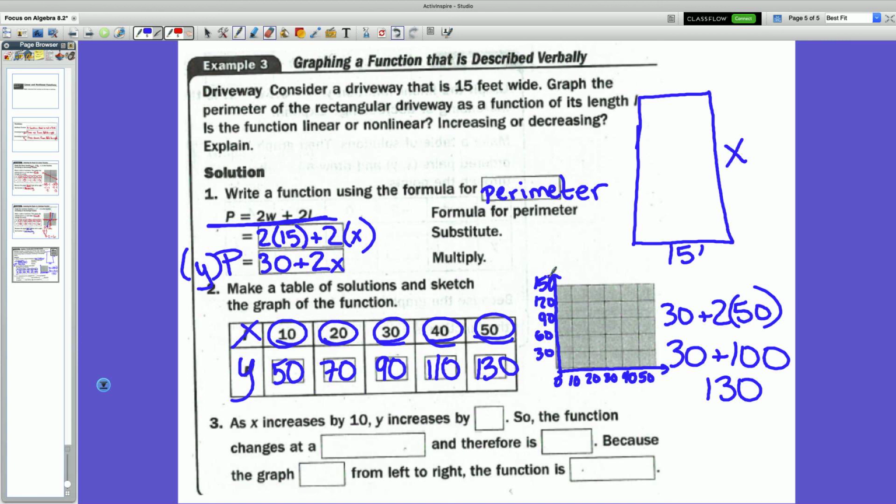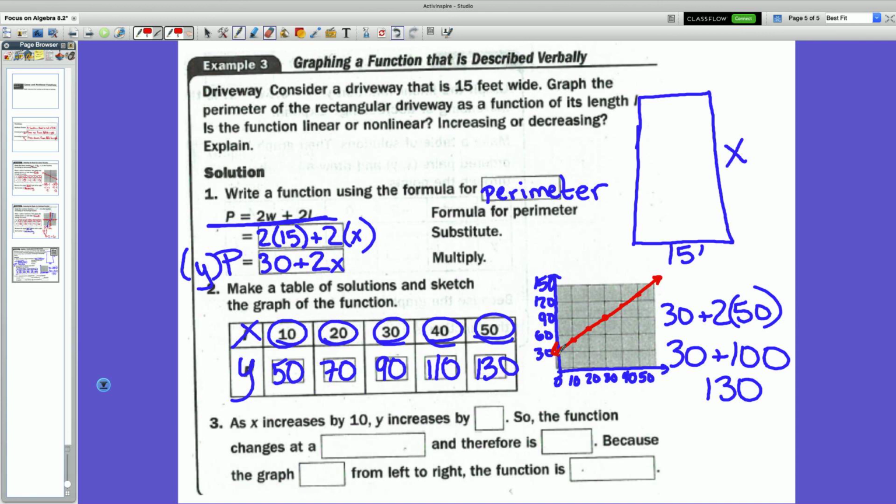So now I'm plotting my points. I'm going to change color so it's easier for us to see. So x is 10, so over 10, up 50, so like there. Over 20, up 70, so like there. Over 30, up 90, perfect. Over 40, up 110, so like there. Over 50, up 130, so like there. I'm going to connect all my dots with a line.